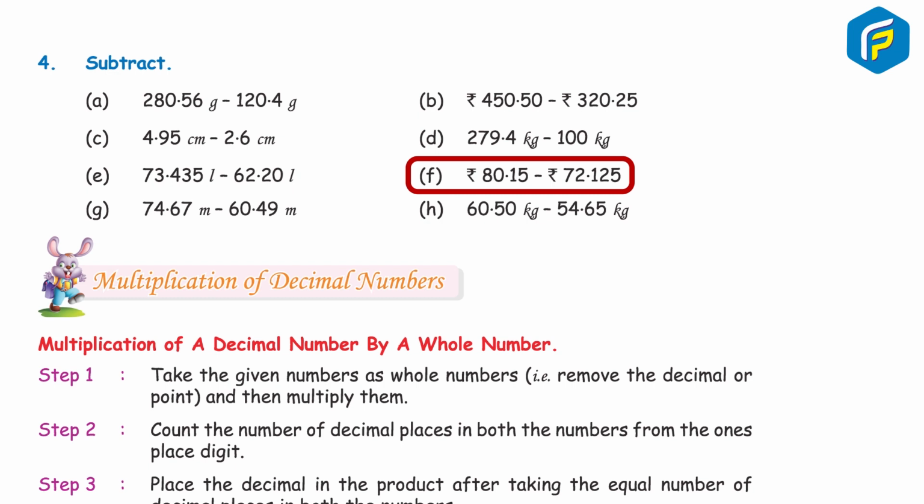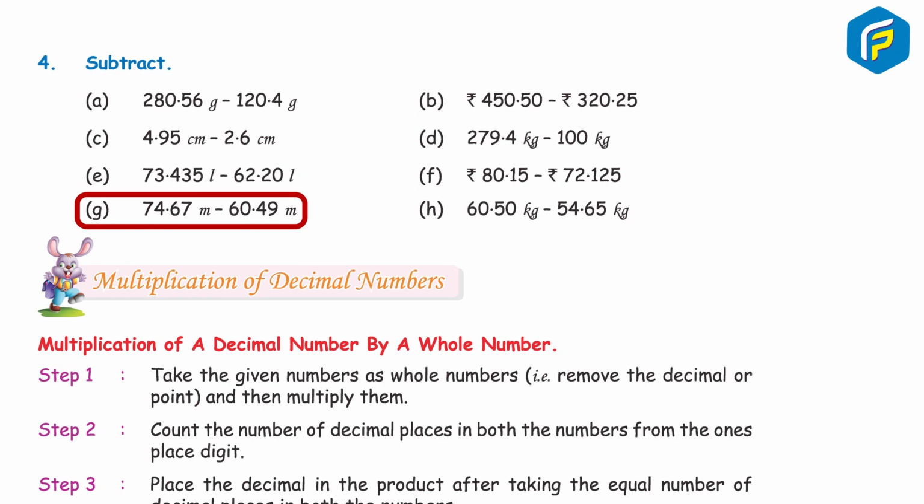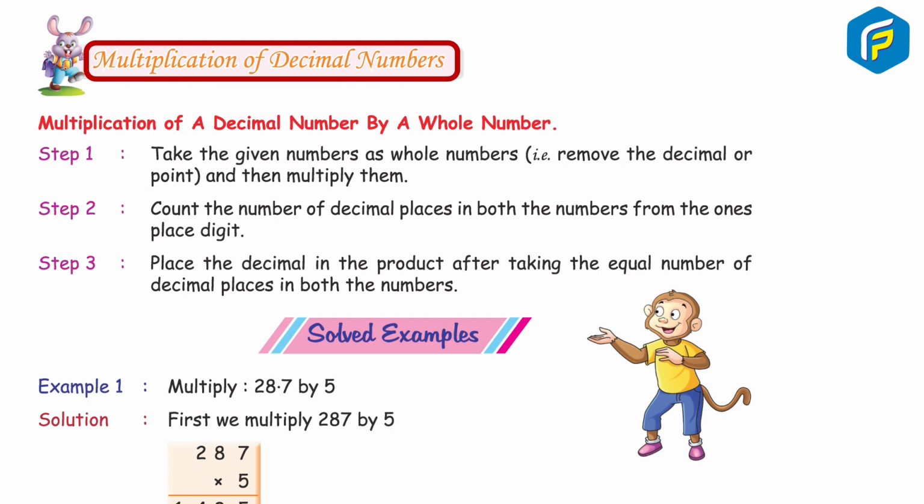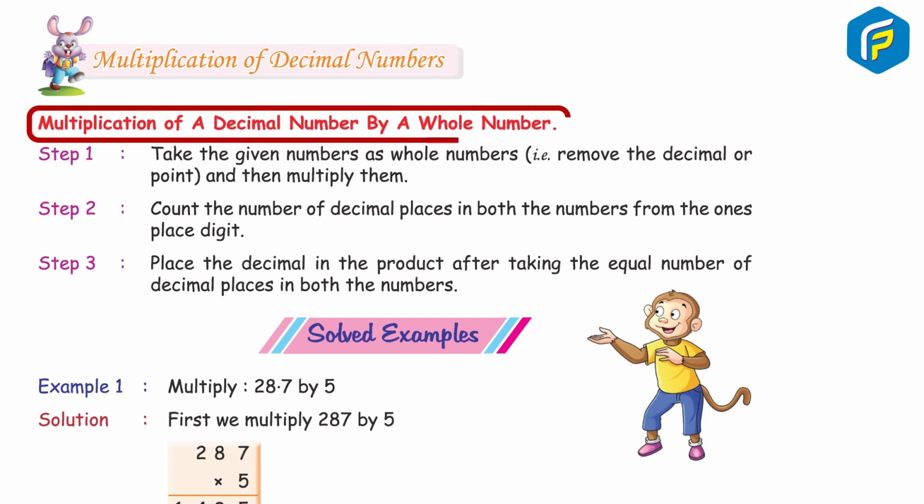F. Rupees 80.15 minus rupees 72.125. G. 74.67 meter minus 60.49 meter. H. 60.50 kilogram minus 54.65 kilogram. Multiplication of decimal numbers. Multiplication of a decimal number by a whole number.